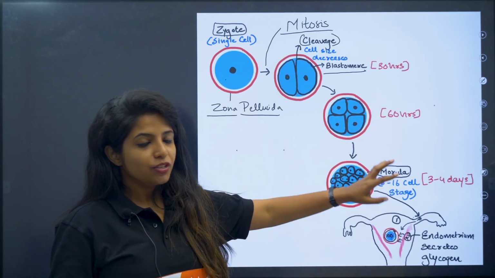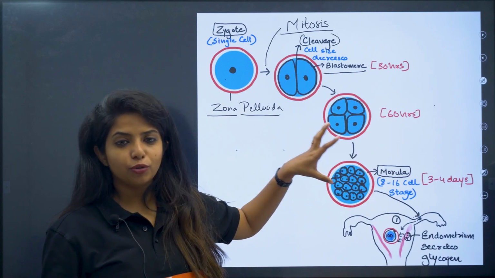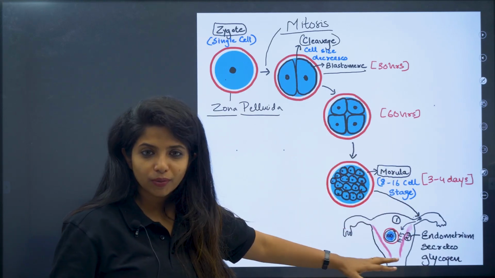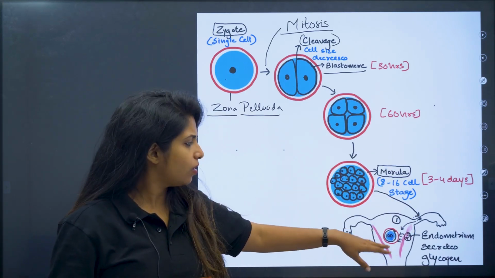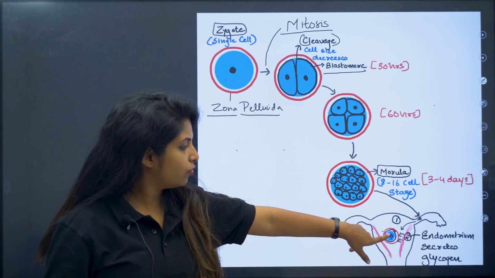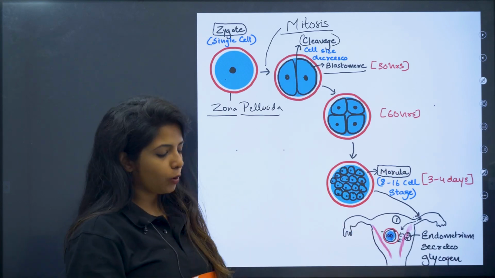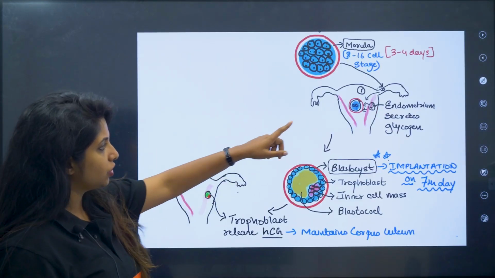I hope you got it. So on the 3rd and 4th day, the morula is made, and slowly it comes down, divides, and almost reaches the 100 cell stage over here. It comes to the uterine cavity, and now what happens? Let's see. So it has come.